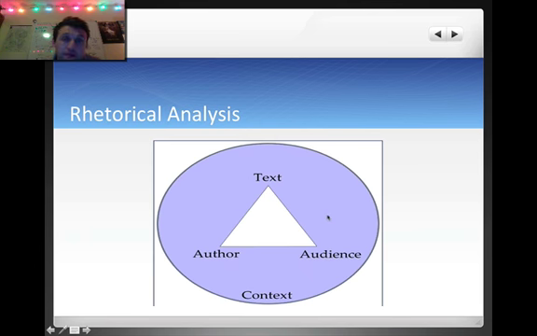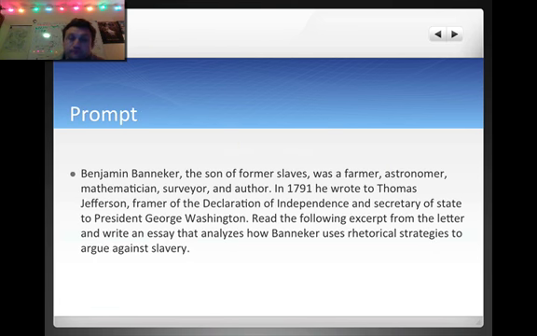Let's take a look at a specific example and look at a typical rhetorical analysis question that you'll see on the AP Language and Composition exam. This is a test question from the 2010 released AP examination, question 2. And you have the instructions for the prompt right here.